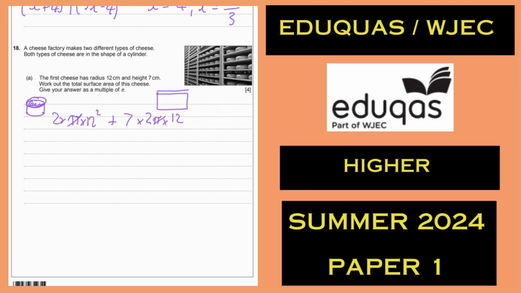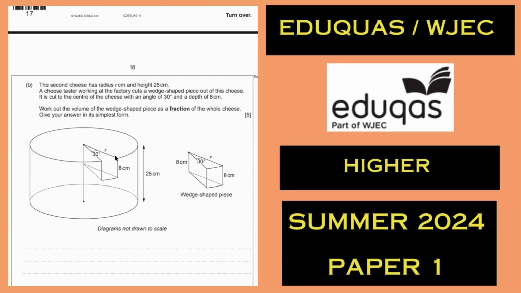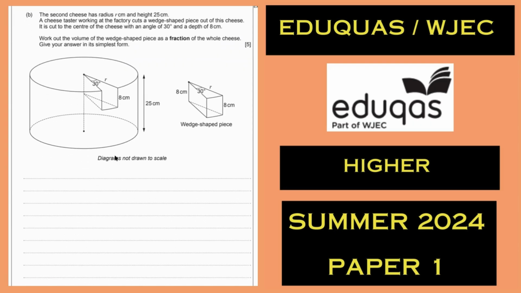So let's just take them out. It's surface area, so centimetres squared. Your job is just to work out 2 lots of 144. And 7 2s are 14, and 14 times 12, 168. Do some short multiplication if you want. Those two numbers added together, 456 pi.